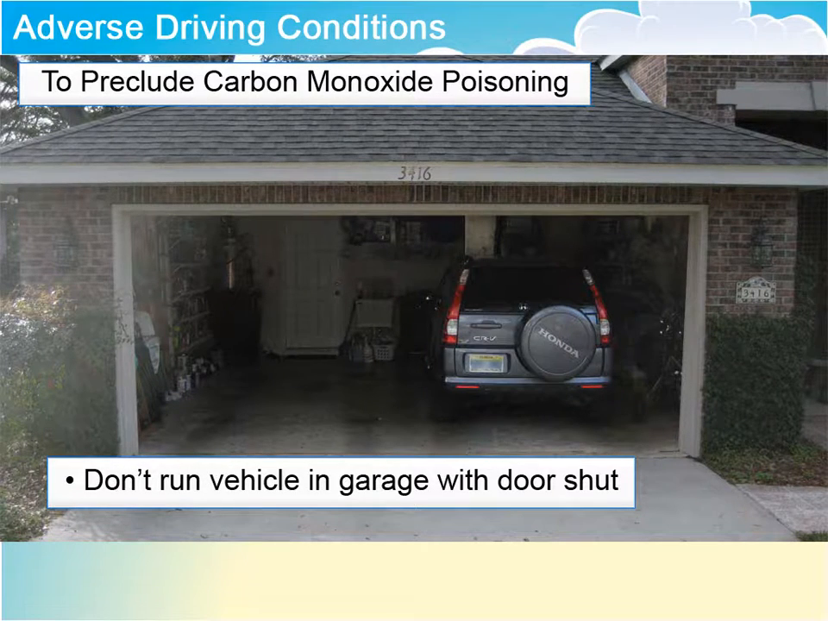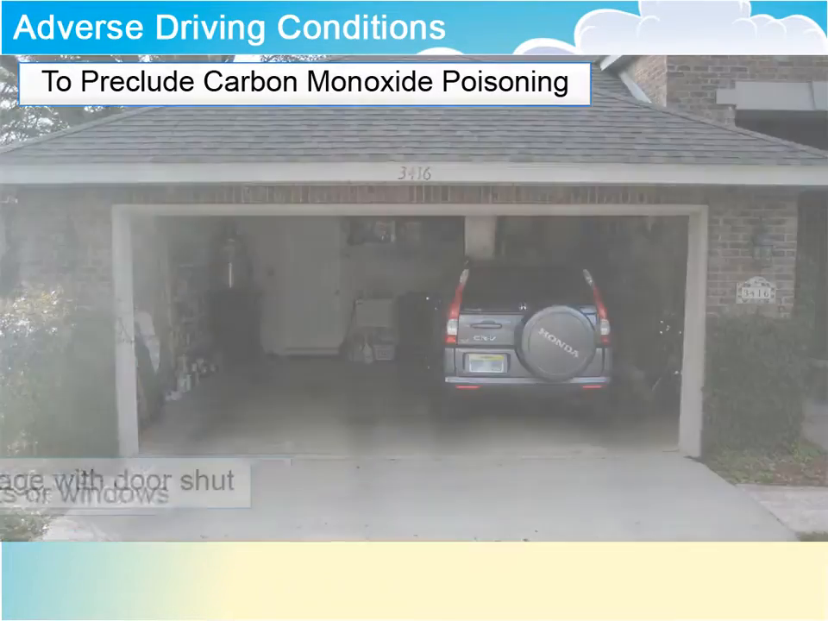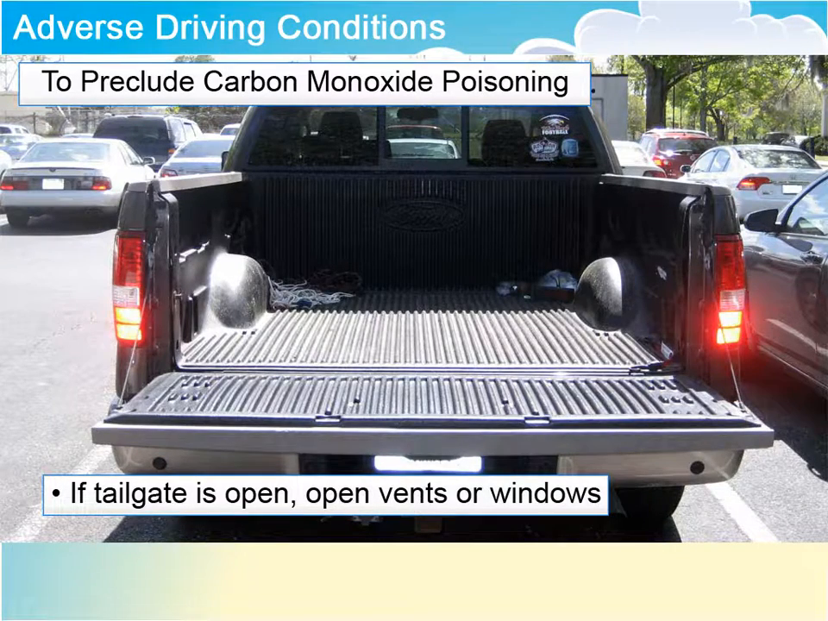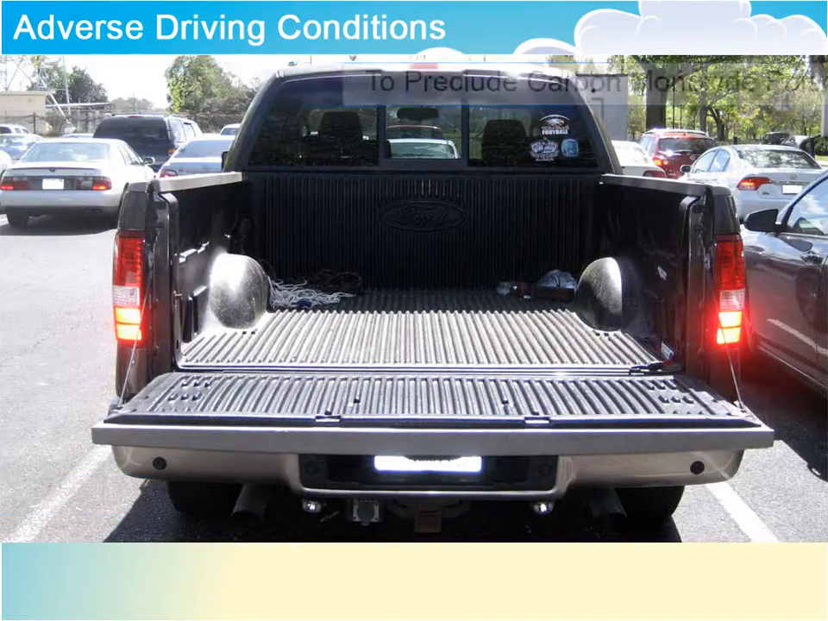Never run your car or truck inside a garage that is attached to a house, and always open the door to any garage to let in fresh air when running a car or truck inside the garage. If you drive a vehicle with a tailgate, when you open the tailgate, you also need to open the vents or windows to make sure the air is moving through your car. If only the tailgate is open, CO from the exhaust will be pulled into the vehicle.